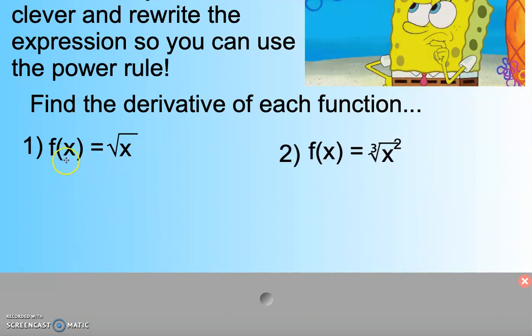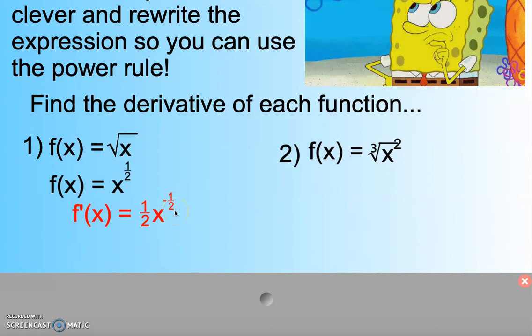Can't we rewrite f of x instead of using a square root symbol by using exponents? Isn't it x to the 1/2 power? And if we now have a number written as a number to a power, we can take the derivative by taking this 1/2, multiplying it by the coefficient, which is 1. So we get 1/2 x to the, now remember, our trick is we subtract 1. So whatever we have up here, we subtract 1, and that takes us to negative 1/2.